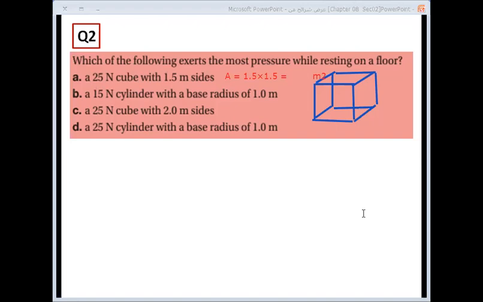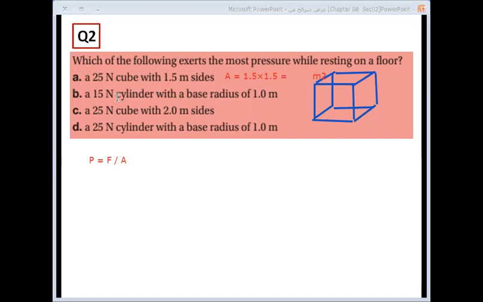Excellent. So now we have the area and we have the force. What will we do? We will put the formula: pressure equals force over area. So we will apply the formula pressure equals force divided by area to find the pressure. We will repeat this in each case.